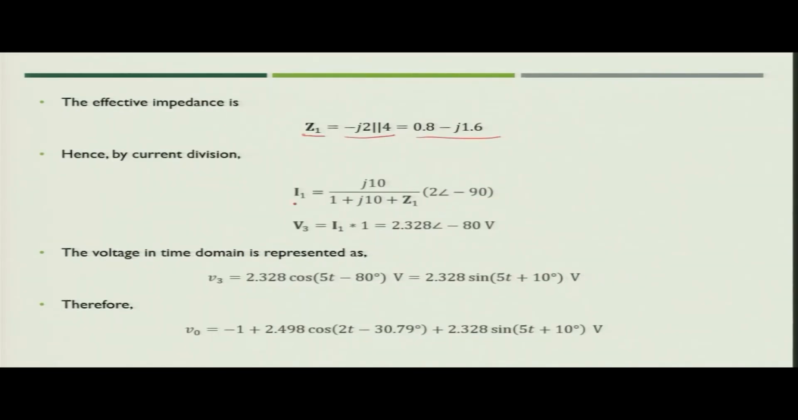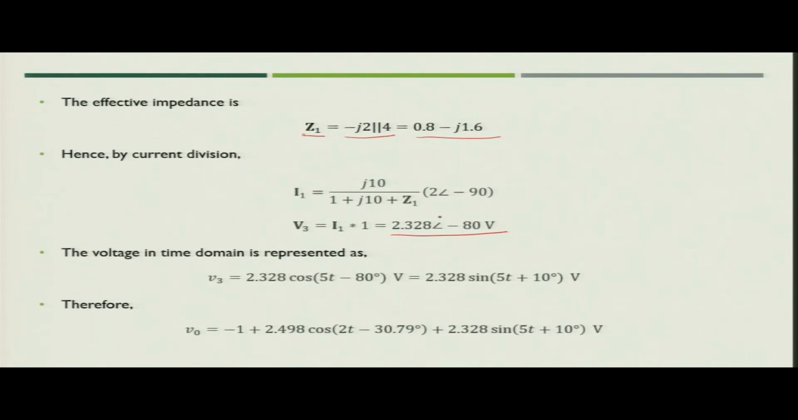So, the current I1 which is flowing through the 1 ohm resistance is I1 equal to J10 divided by 1 plus J10 plus the value of Z1, that is 0.8 minus J1.6, multiplied by the current source, that is 2 angle minus 90 degrees. When you simplify, you get the value of current I1. Now, what is the value of V3? V3 is nothing but I1 into R, which is 1. So, you get the value of V3 as 2.328 angle minus 80 degrees.